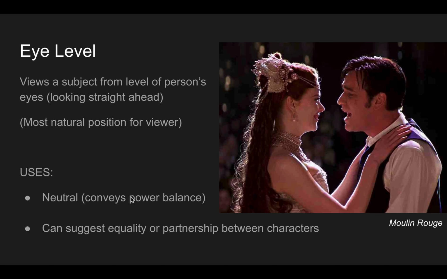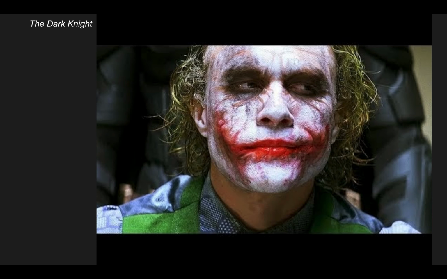So eye level is usually used when there's a balance of power, when two characters are kind of equally powerful, or oftentimes in love scenes. It can show equality or partnership, companionship between characters.